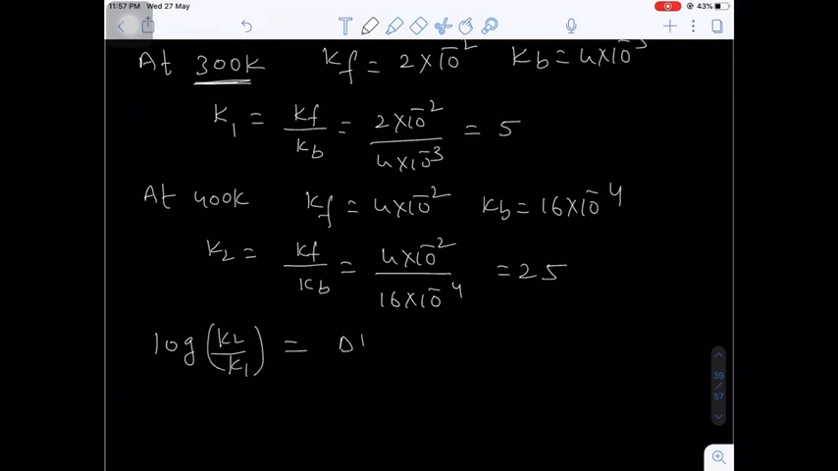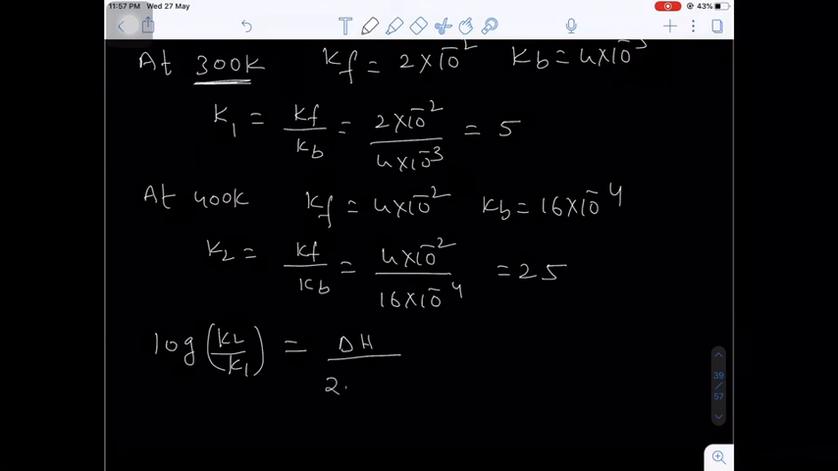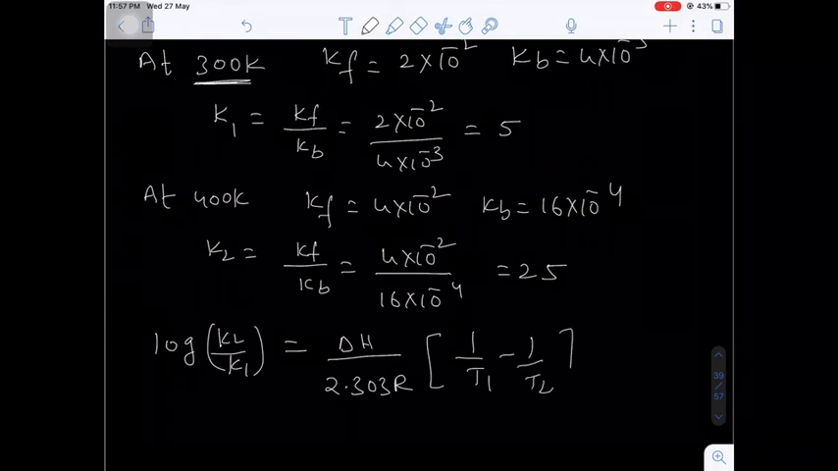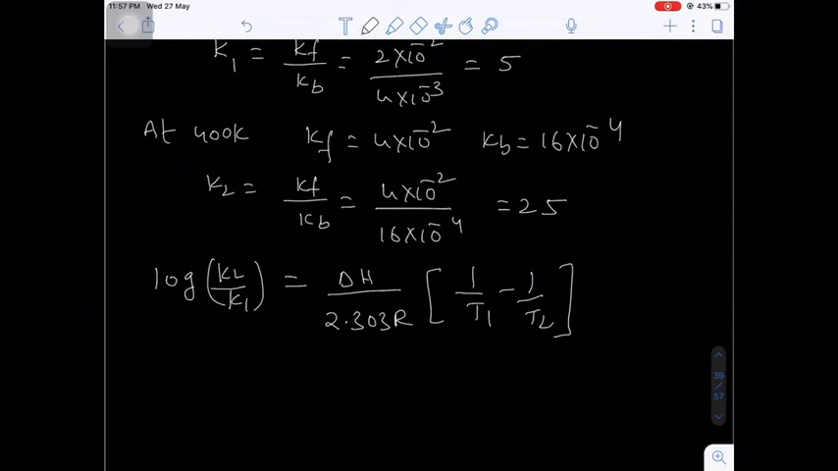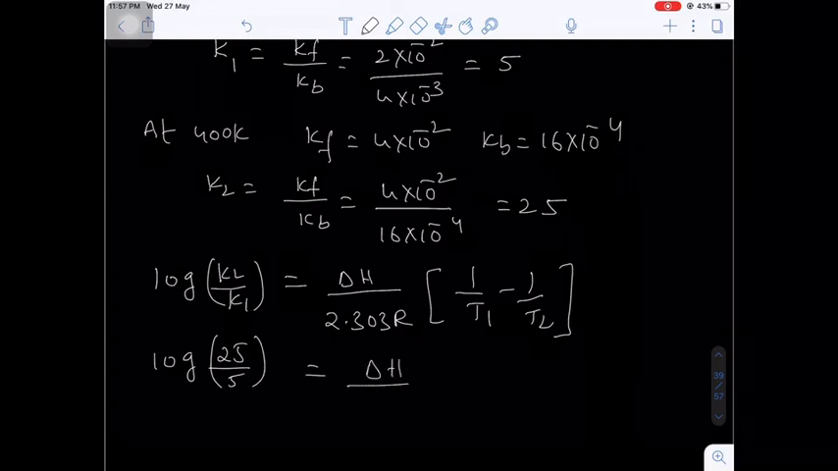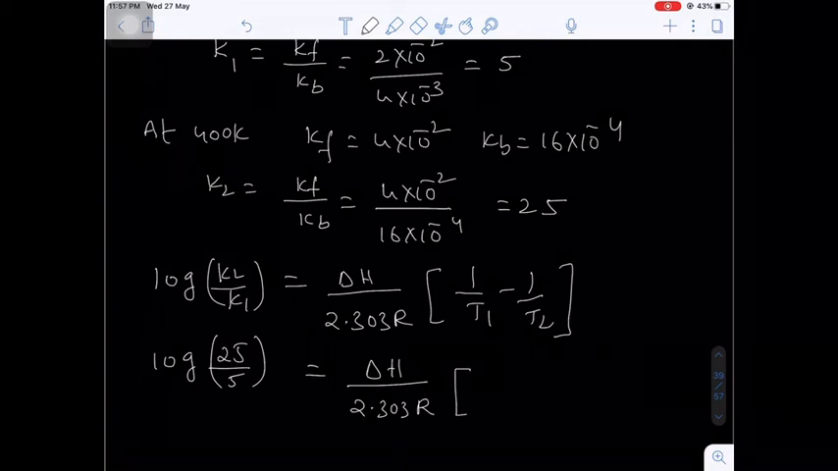Now log of K2 upon K1 is equal to delta H whole divided by 2.303 capital R, 1 by T1 minus 1 by T2. Okay. Now T1, T2 we know, K1, K2 we know, capital R value we know, so we can find the delta H value. Are you getting my point? Now log of what is that? K2 is 25, K1 is what? 5, equal to delta H divided by 2.303 capital R.